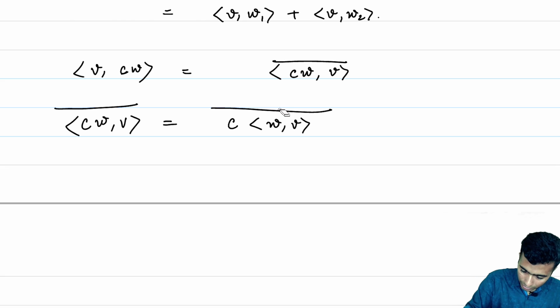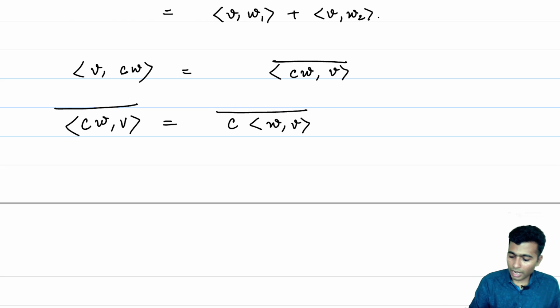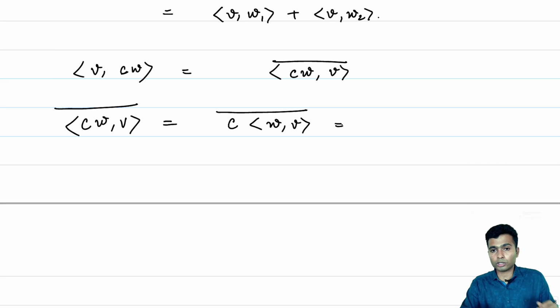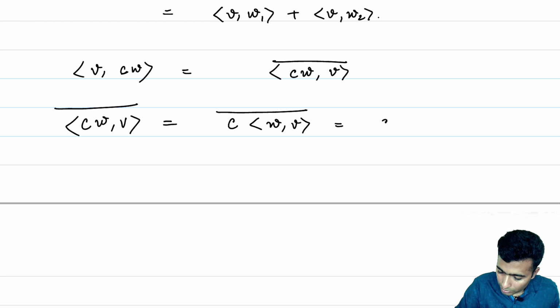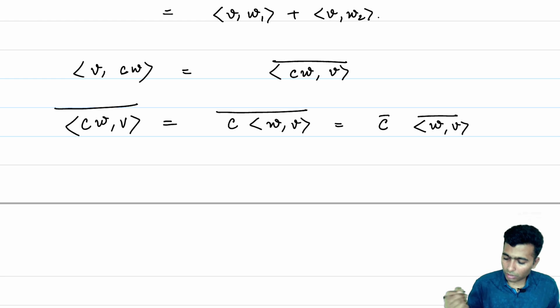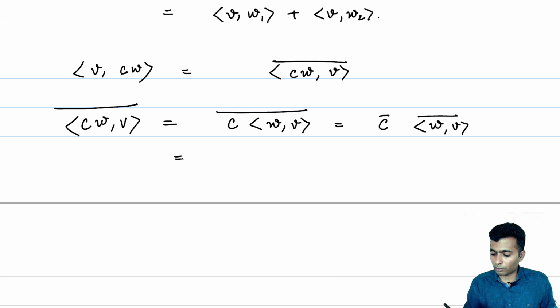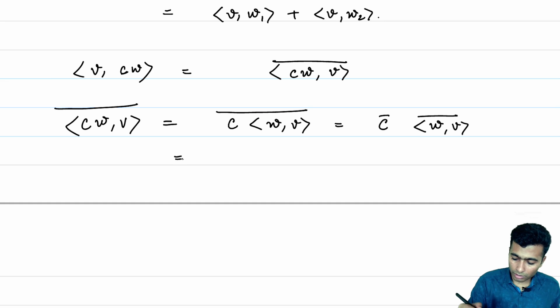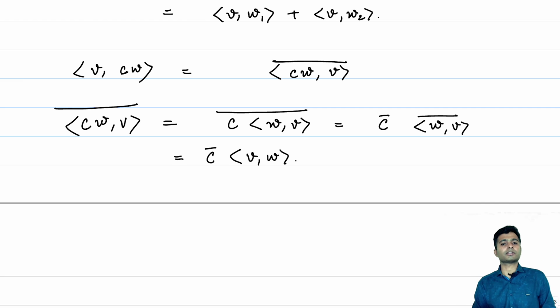Okay, this line is not straight, let me try it again. The conjugate of the product of two complex numbers is the product of the conjugates. So, this is going to be C bar times the conjugate of W comma V. But what is the conjugate of the inner product of W comma V? It is nothing but the inner product of V comma W, and that is what we had set out to prove.